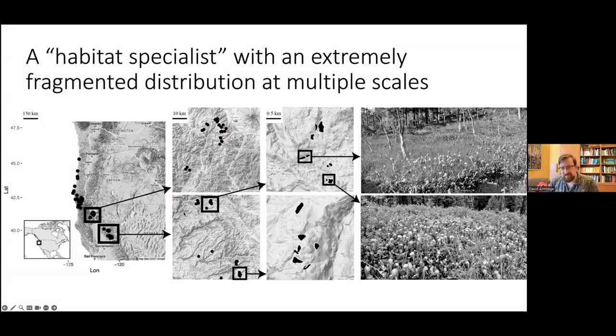And so if you look at these things, they, like many other species of pitcher plants, display an extremely highly fragmented distribution. So, zooming in, you can see even at the very local scale, you've got all of these separate patches here corresponding to locations with just the right conditions for growth.